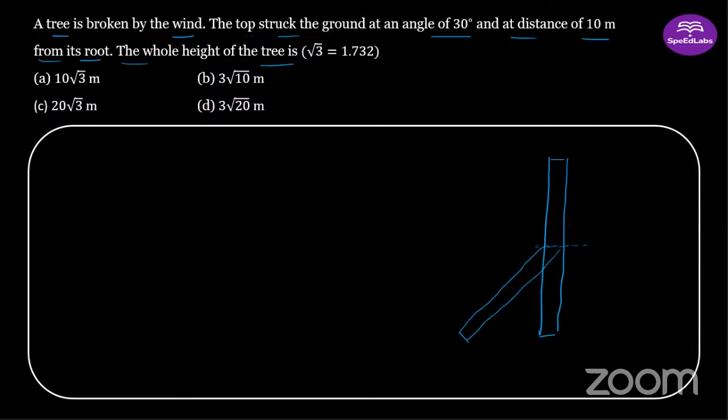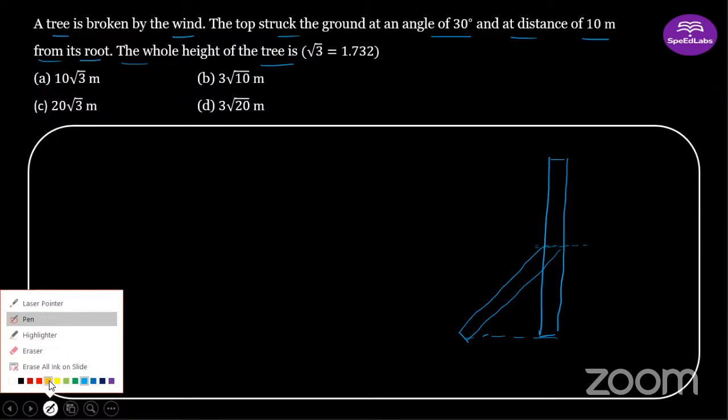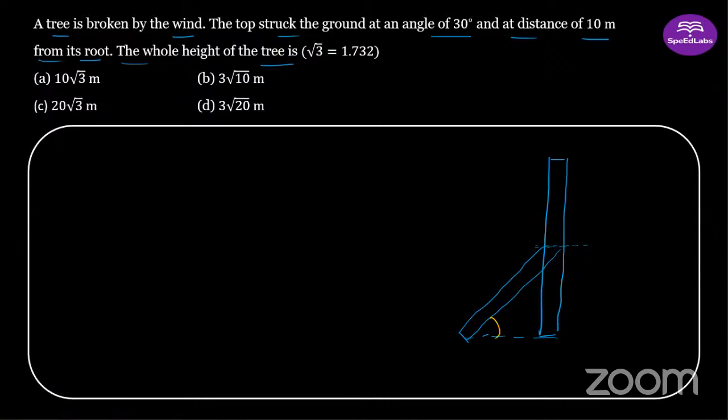Okay, now they are saying the top struck the ground at an angle of 30 degrees. So the angle that it is forming with the ground is 30 degrees. And it is at a distance of 10 meters. This distance is 10 meters from the base. And we are asked to find the whole height of the tree. Can someone suggest how we can find it?